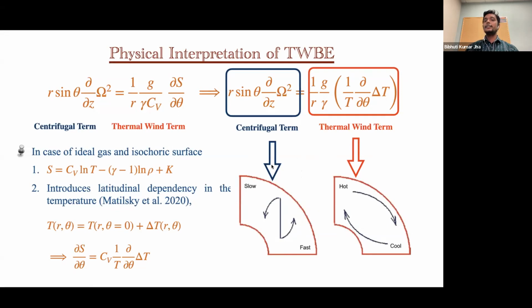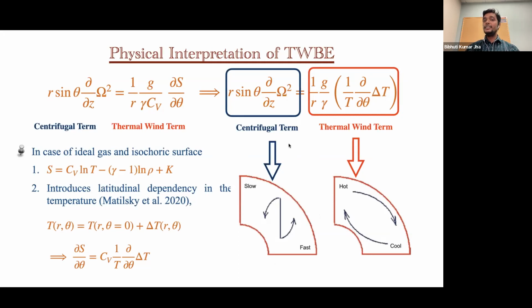Another idea is that since we all know that the centrifugal term will also transport the angular momentum to the pole, after some time that will change the omega, and ultimately you will see a decrease in the centrifugal term.